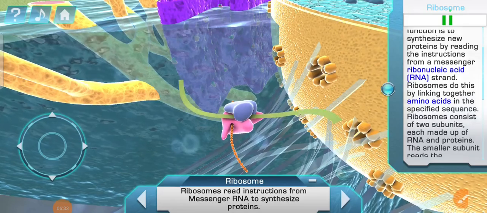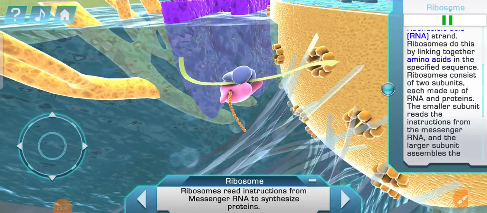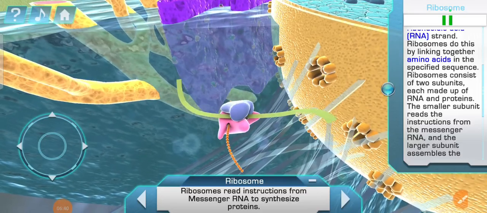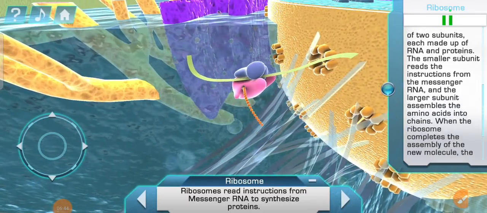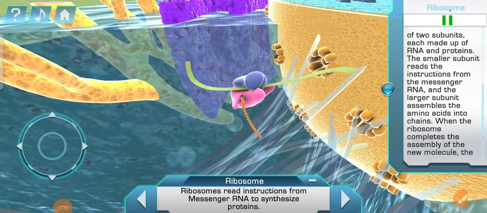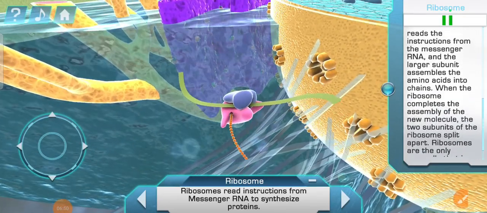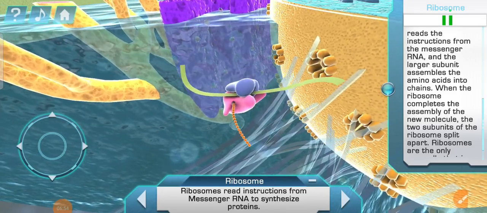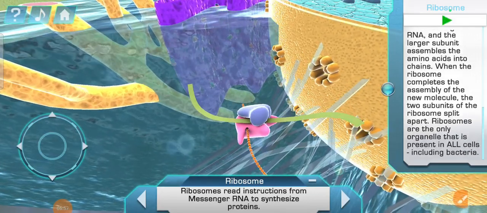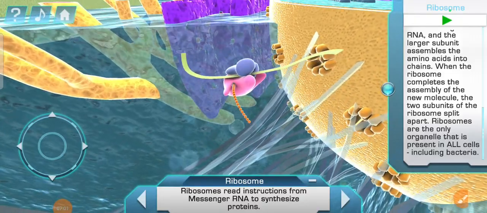Ribosomes do this by linking together amino acids in the specific sequence. Ribosomes consist of two subunits, each made up of RNA and protein. The smaller subunit reads the instructions from the messenger RNA and the larger subunit assembles the amino acids into the chain. When the ribosome completes the assembly of the new molecule, the two subunits of the ribosome split apart. Ribosomes are the only organelles that are present in all cells, including bacteria.